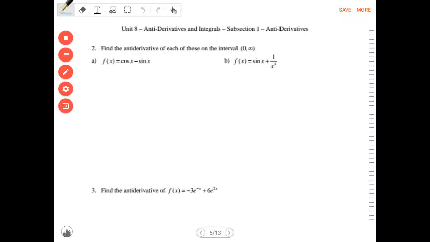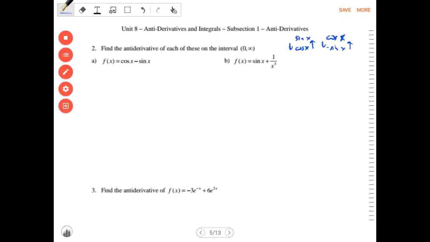Number 2. Okay, so find the antiderivative of these ones. Oh, look, we have a cos and a sine at the same time. So I'm just going to write that over here. Sine x, the derivative is cos x. Cos x, derivative is negative sine x.